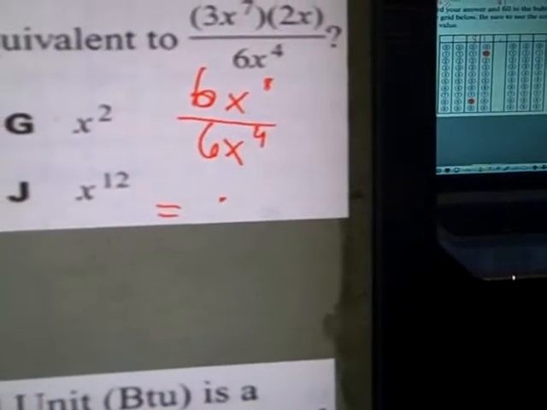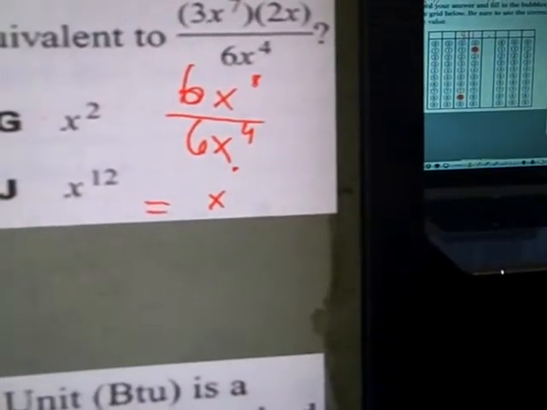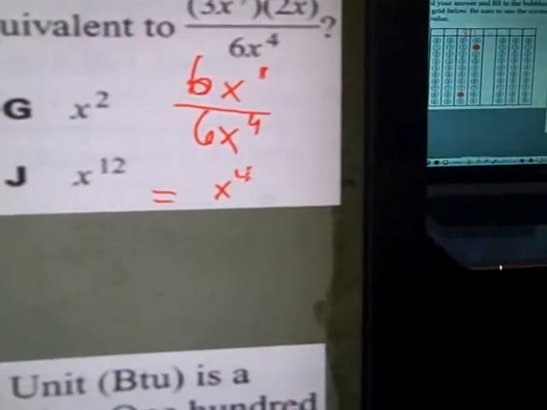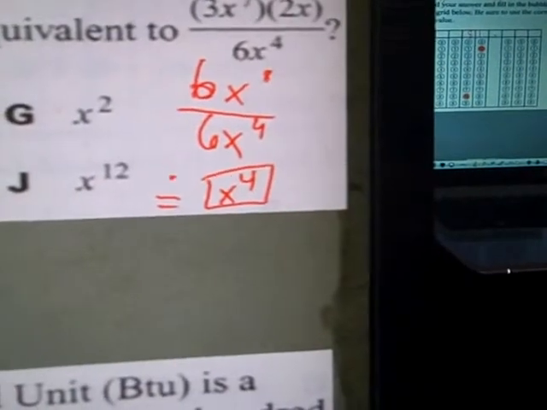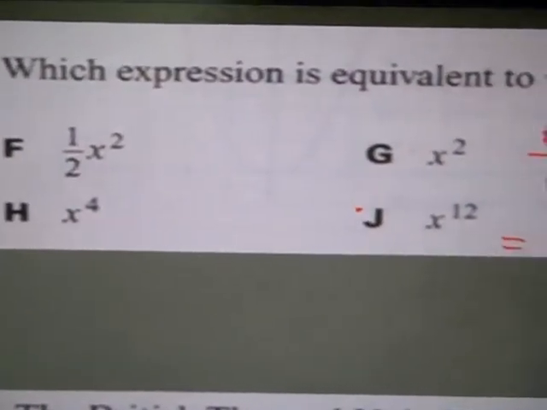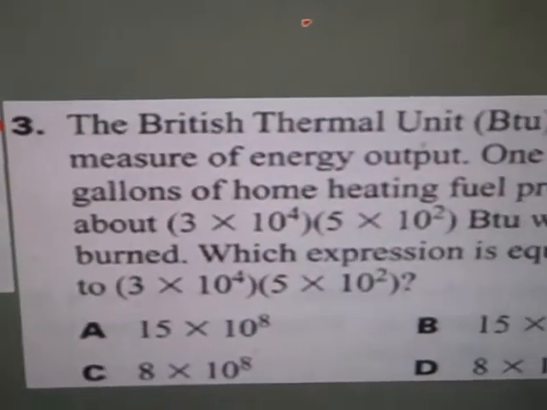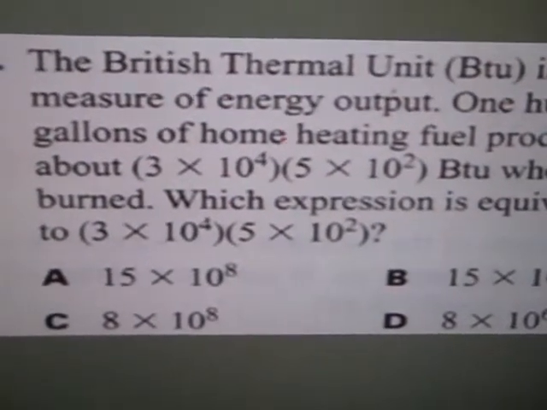X to the 8th divided by x to the 4th is x to the 8 minus 4, and 8 minus 4 is 4. Should be x to the 4th, and we look in the answer choices. That answer is H.